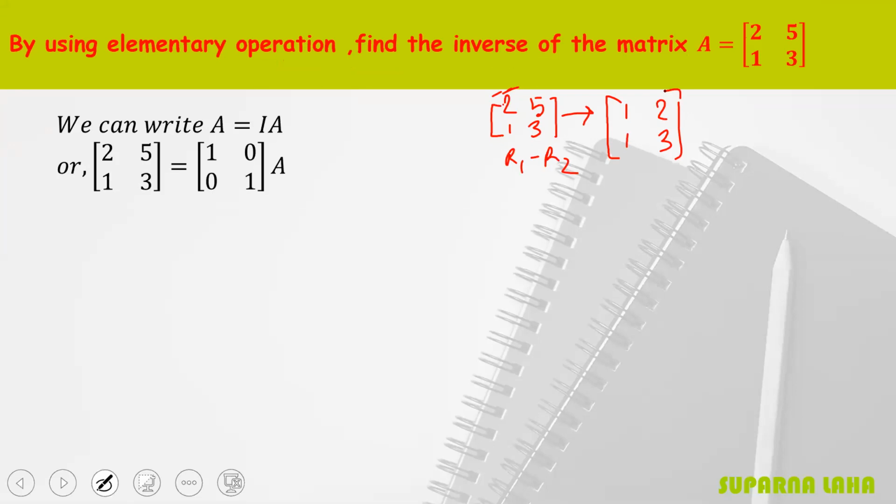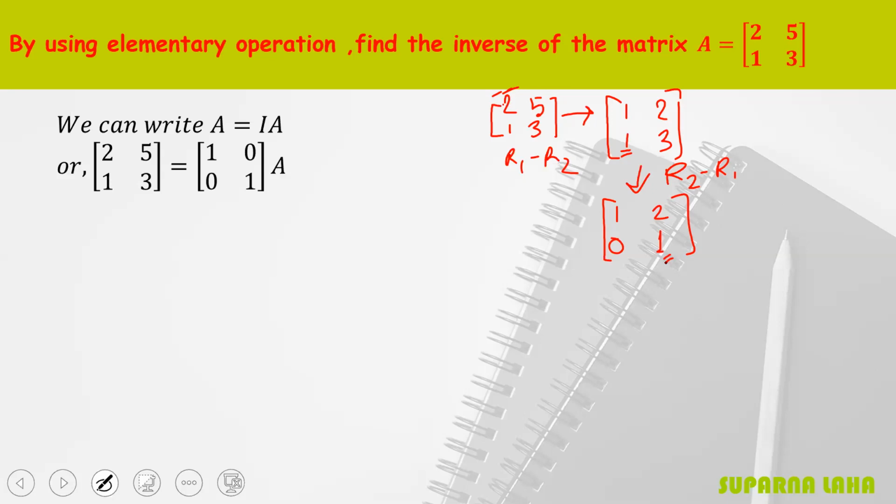Now my next work is to make this element 0, the second row, first element. So 1, 2, we have to change in the second row. So the first row will remain the same. So make it 0 here. Now if I take this operation R2 minus R1, from row 2 I am subtracting row 1. So 1 minus 1, 0, 3 minus 2, 1. Okay, now I got this element 1.